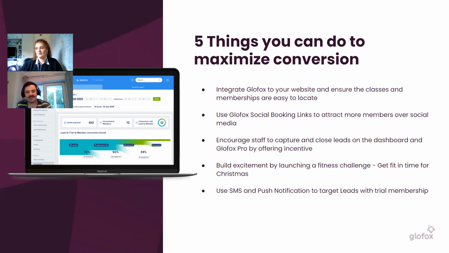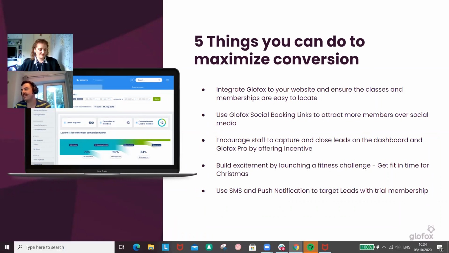Yeah, so if there was 5 things you could do to maximize your conversion on your leads after listening to us today, the first and foremost would be to integrate your Glofox to your website and ensure that classes and memberships are easy to locate. As Neve said, it's so imperative. Also, if you do use the Facebook Pixel, not only can you find out the members that have dropped off, you might be able to find certain areas in the process where there's a high drop-off rate, and maybe there's something we need to change in that area to engage people a little bit more.